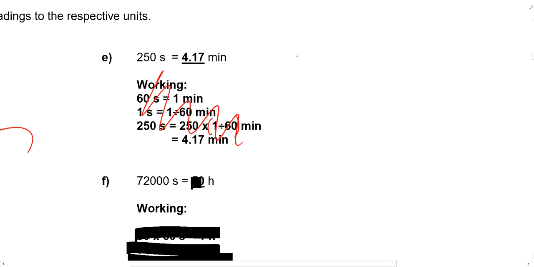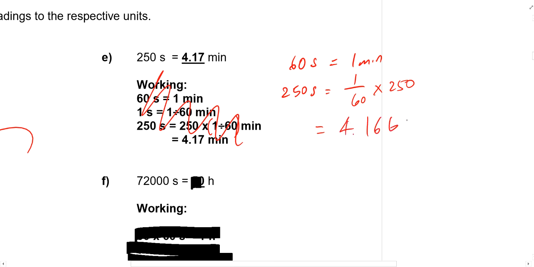So we start with 60 seconds equals to 1 minute. So 250 seconds equals to 1 over 60 times 250. Then you get an answer. 25 divided by 6 is 4.166347. Rounded off to 4.17 seconds. Oh, sorry, minutes. Okay, this is my working. A bit shorter. And it is applicable for all these types of questions.